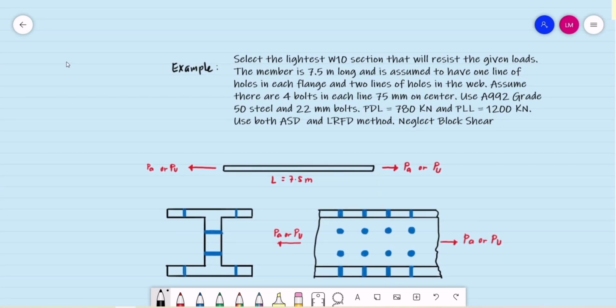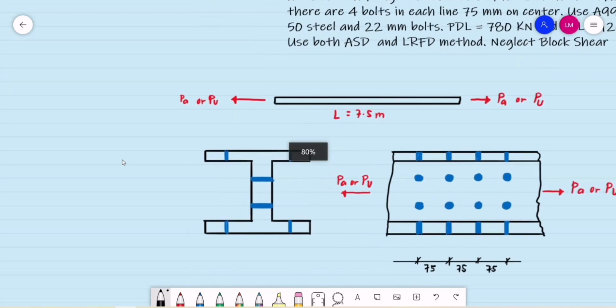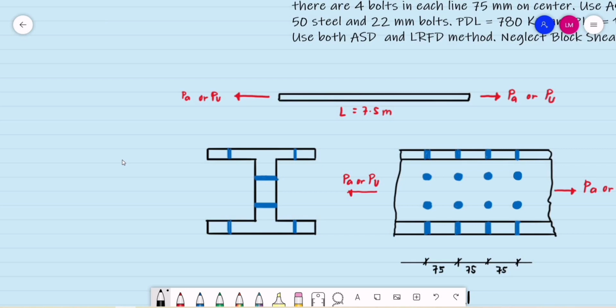For our first example, select the lightest W10 section that will resist the given loads. The member is 7.5 meters long and is assumed to have one line of holes in each flange and two lines of holes in the web. Assume there are 4 bolts in each line, 75 millimeters on center. From the problem, we have one line for each flange. So that is one on this left side, second on the lower flange, we have 3 and 4.